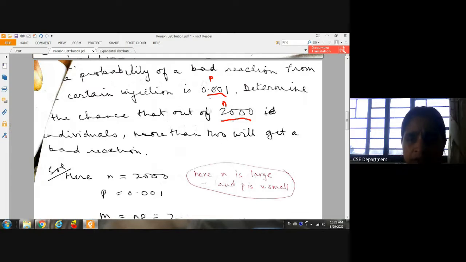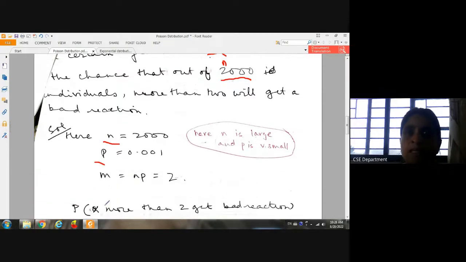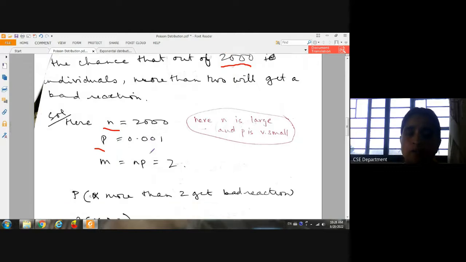If p is very small, like 0.001 or 0.02, and n is large, 10 or more than 10, then you will choose Poisson distribution. So here, we are going to choose Poisson distribution. N we have identified as 2000, p we have identified as 0.001. That's the first step: after reading the problem, identify n and p. Second step is compute m. So m is n into p, 2000 into 0.001, you get 2.